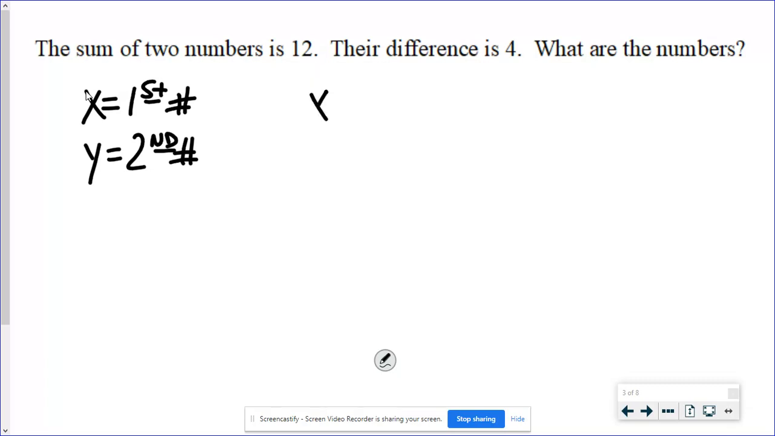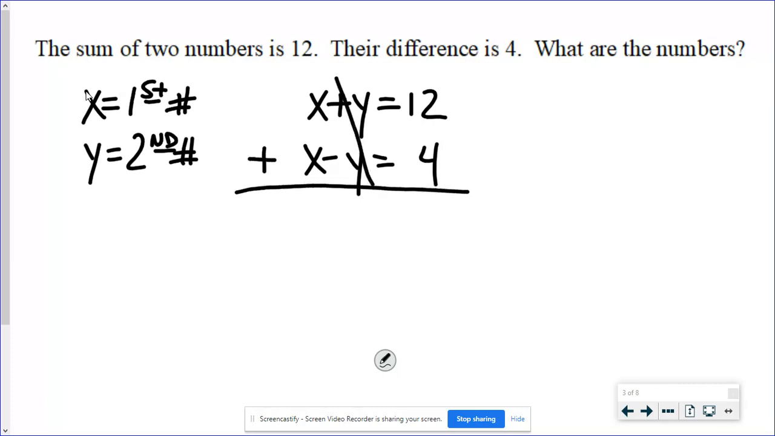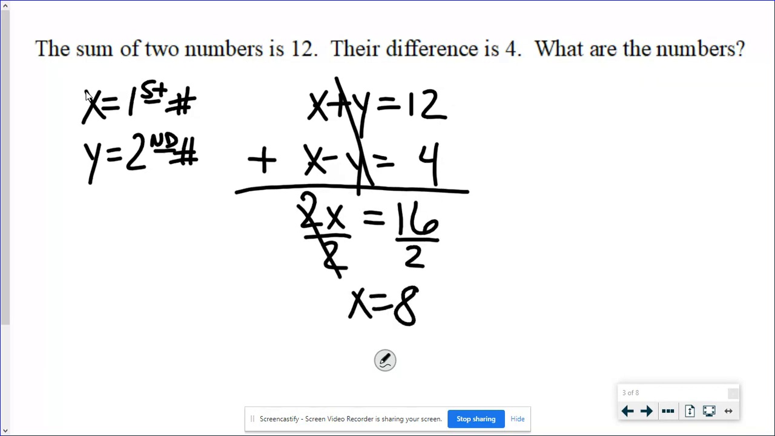So the sum of two numbers would be x plus y equals 12. Difference means x minus y equals 4. Okay, if your equations were right, go ahead and finish this problem up. The y's are opposites, again, just like they always will be on these kind of problems. Gone. 1x plus 1x gives me 2x. Sorry for the bell. X is 8.